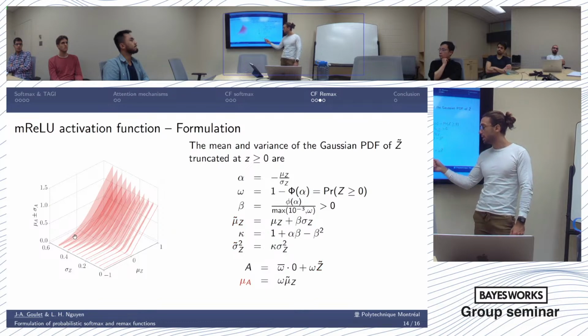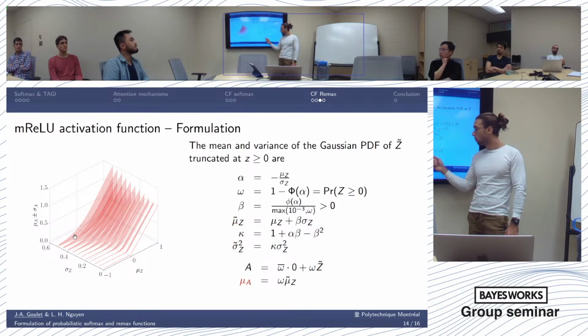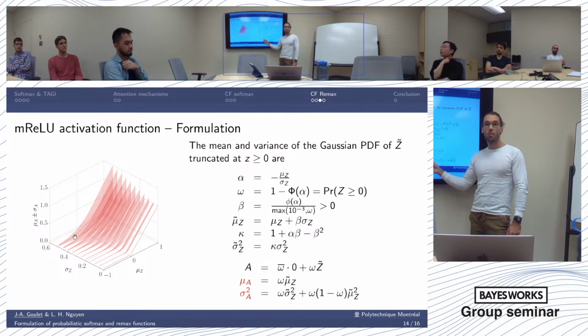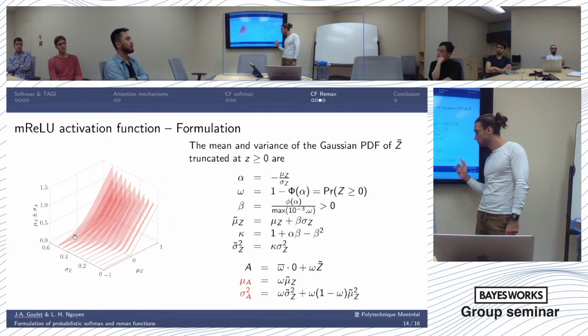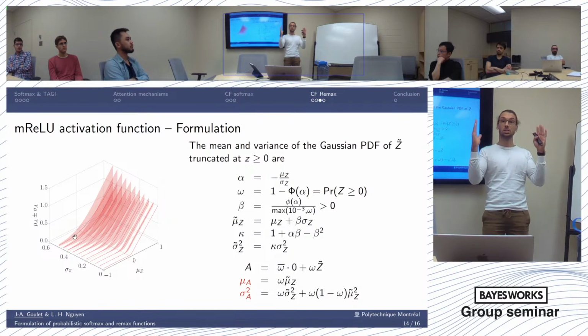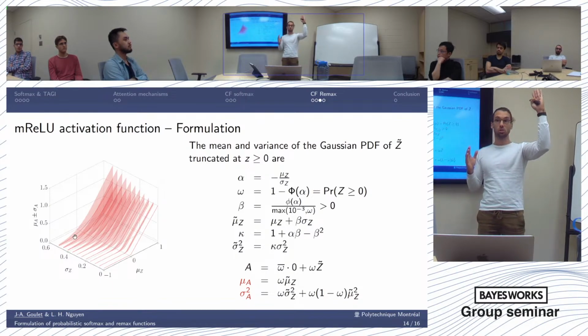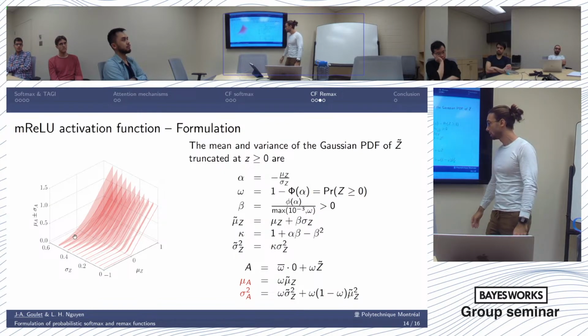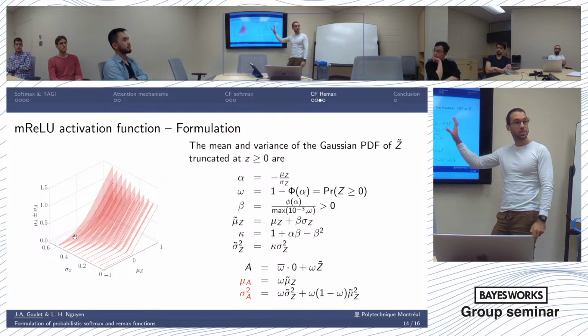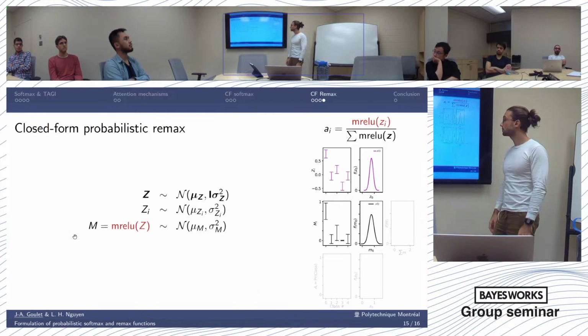So we can compute the mean as being the complement of omega times 0 plus omega times mu z of our truncated Gaussian. And the variance is the complement of omega times 0, plus omega times the variance of z, plus this term, which is the variance representing the distance between that 0 certainty and the mean of our truncated Gaussian. So I'm skipping some stuff, but this is the essence of how it would work.